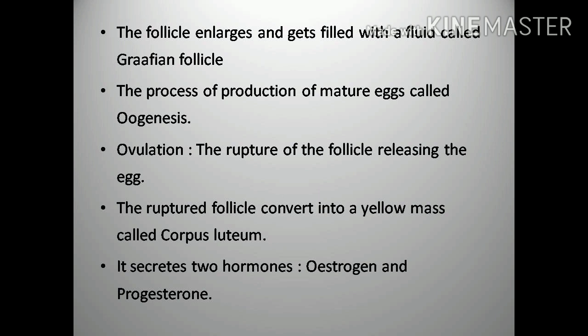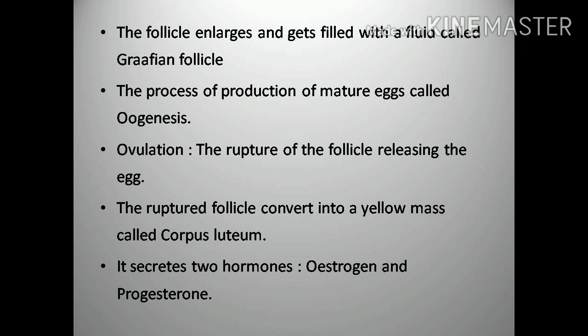When ripe, the follicle bulges over the surface of the ovary. When it becomes mature, it enlarges and undergoes a swollen condition. The process of production of eggs is called oogenesis. Producing ova or eggs is called oogenesis. It takes place in the ovary region.